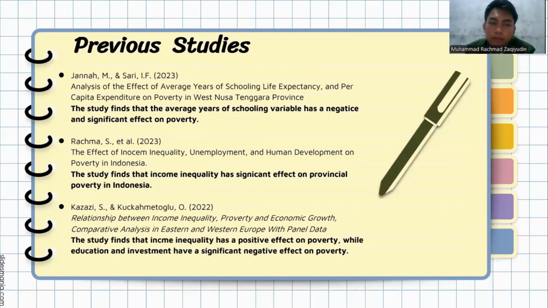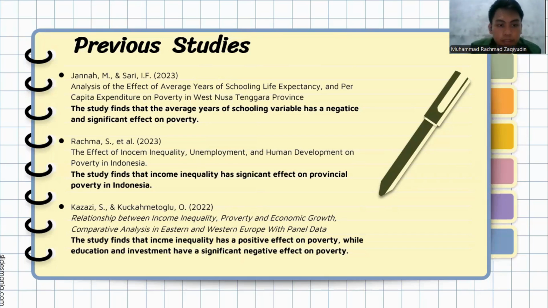I found previous studies relevant to my proposal research. Number one is Jana M. Sari, 2023. The study finds that the average years of schooling variable has a negative and significant effect on poverty. And Rachmad et al., 2023. The study finds that income inequality has a significant effect on poverty in Indonesia.